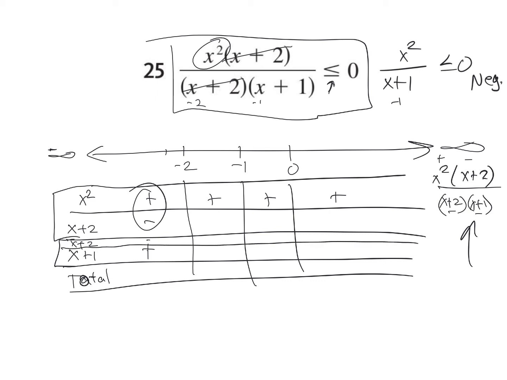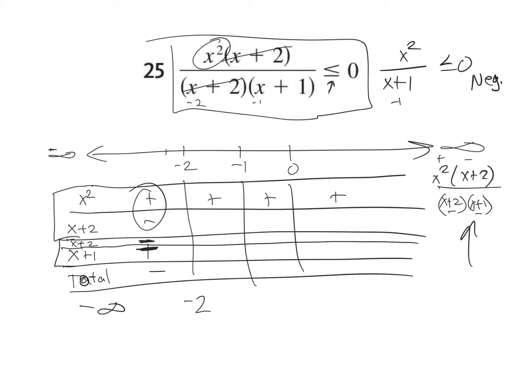So a negative and a negative is going to make a positive. On the top, we have a negative. On the bottom, we have a positive. A negative over a positive is negative. This is what we're looking for. So from negative infinity to negative 2.